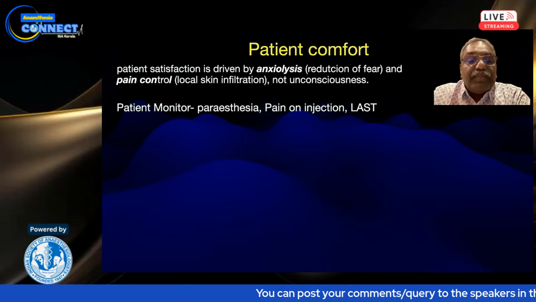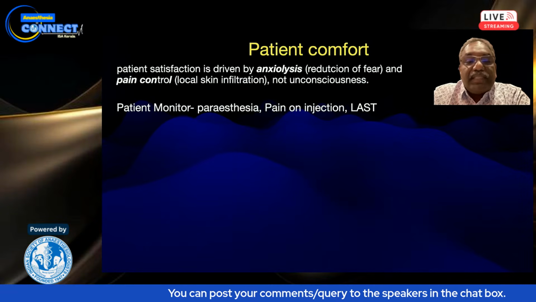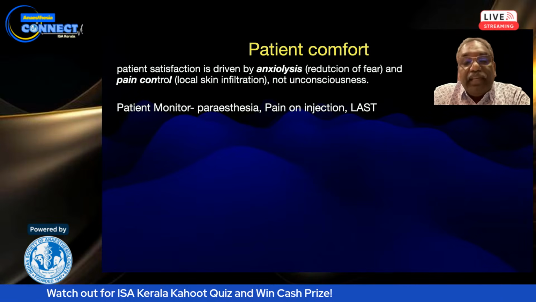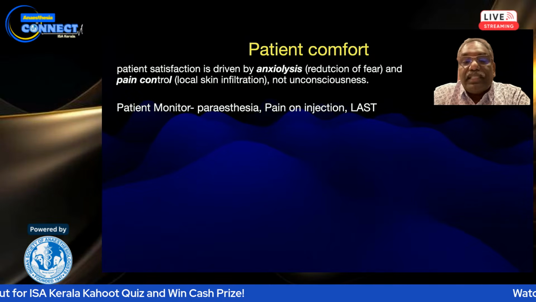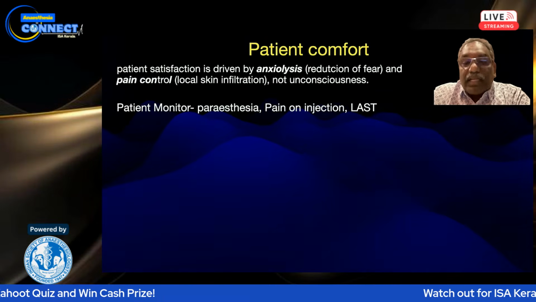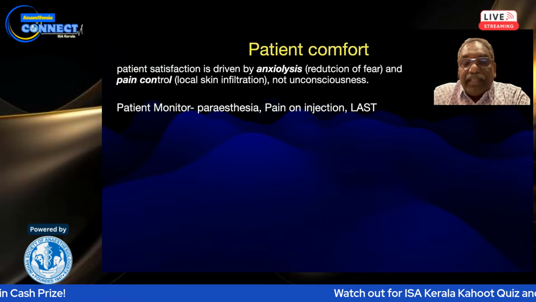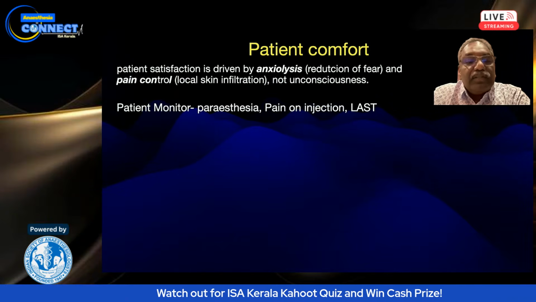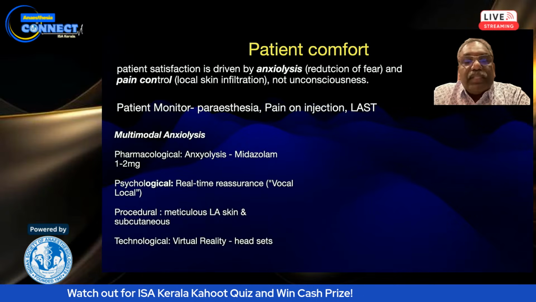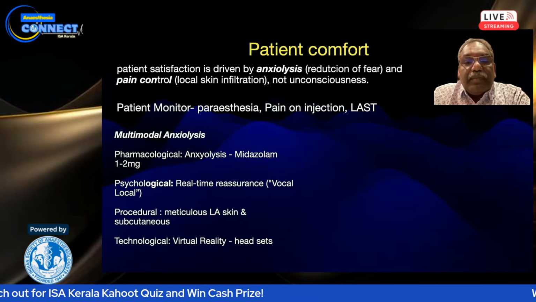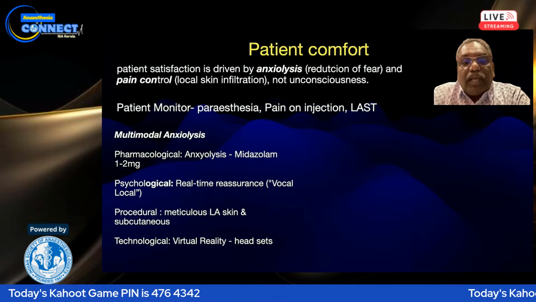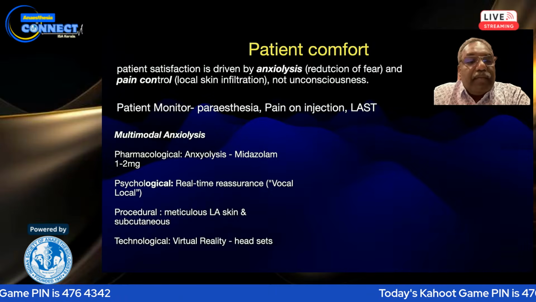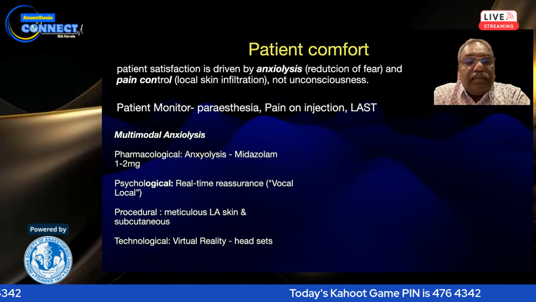We can use the patient as a monitor for paresthesia, pain on injection, and earlier signs of local anesthetic systemic toxicity like circumoral numbness, tingling sensation, metallic taste, and lightheadedness, before the neurological and cardiovascular collapse occurs. And multimodal anxiolysis is the answer.